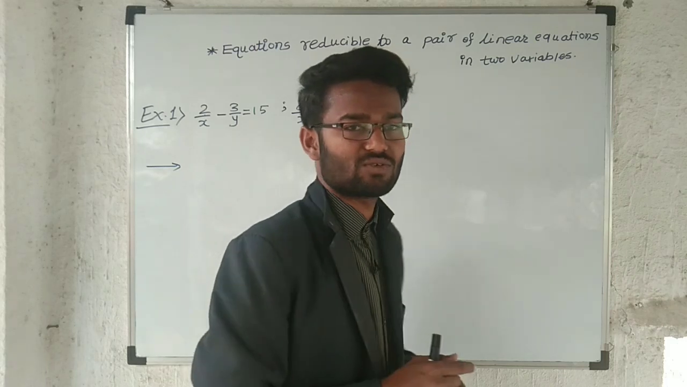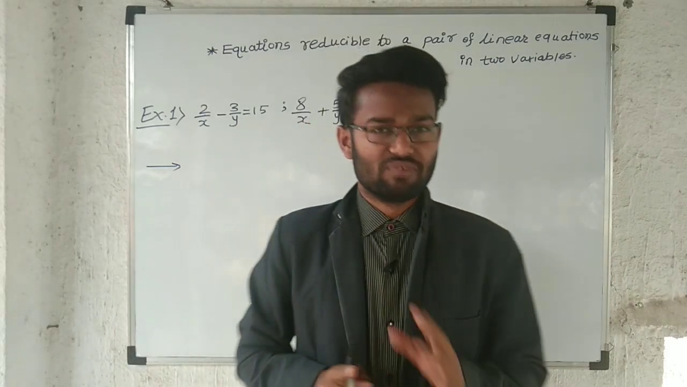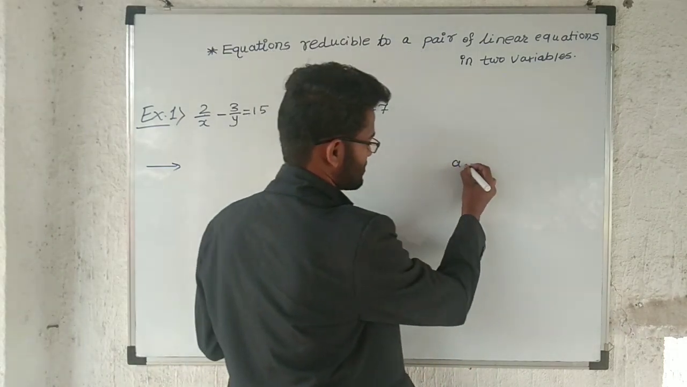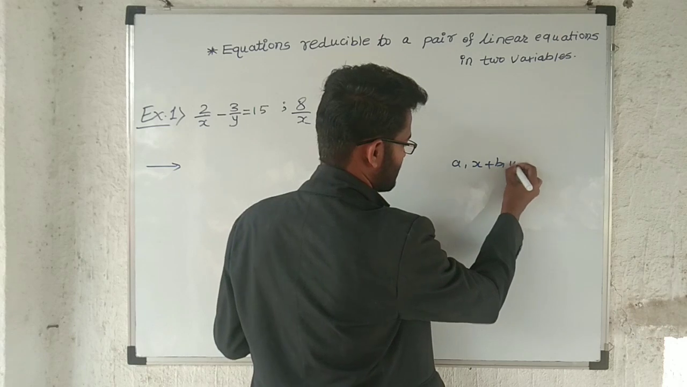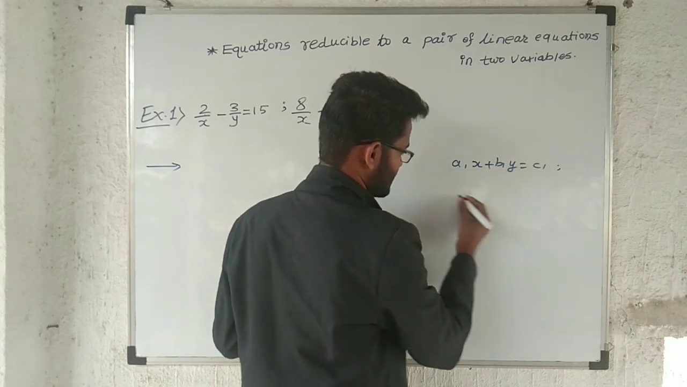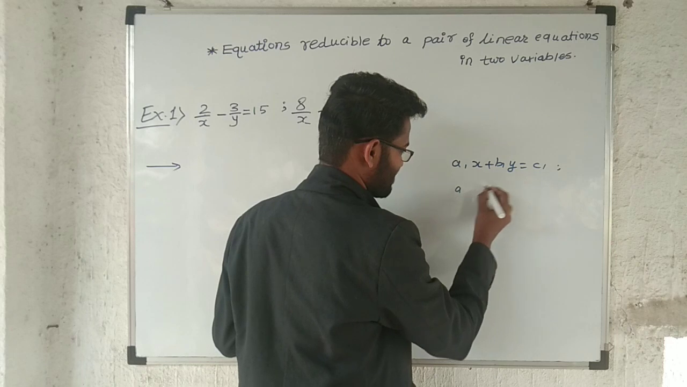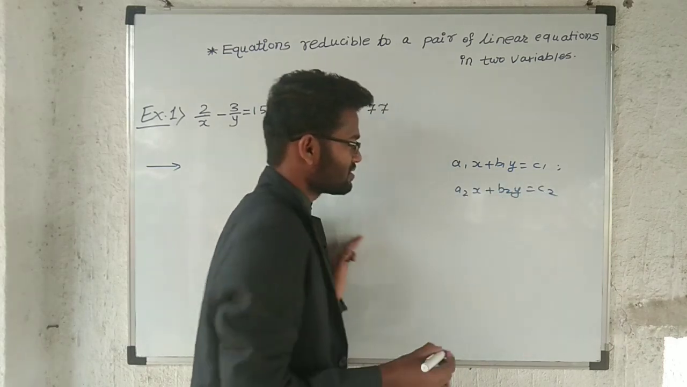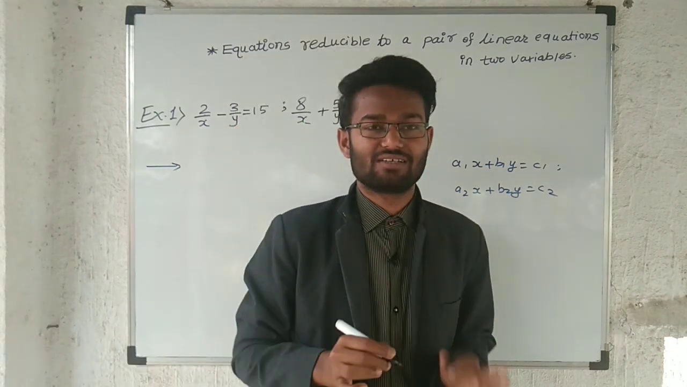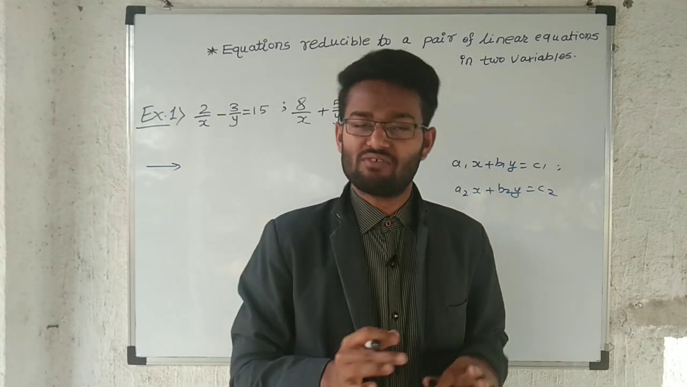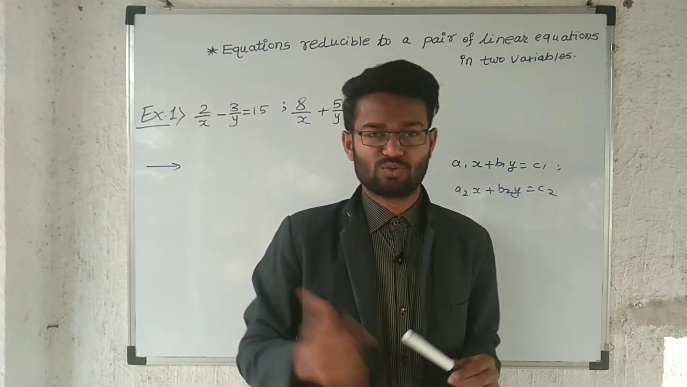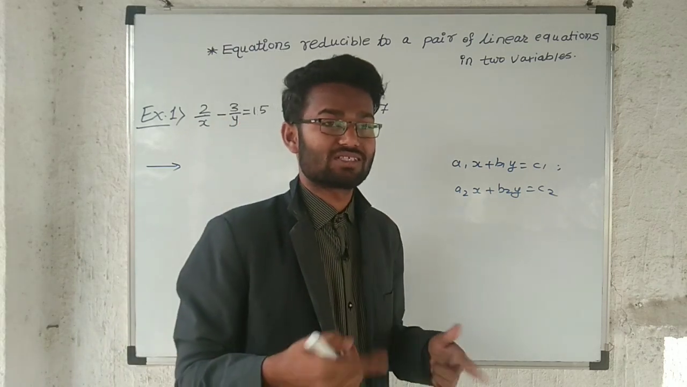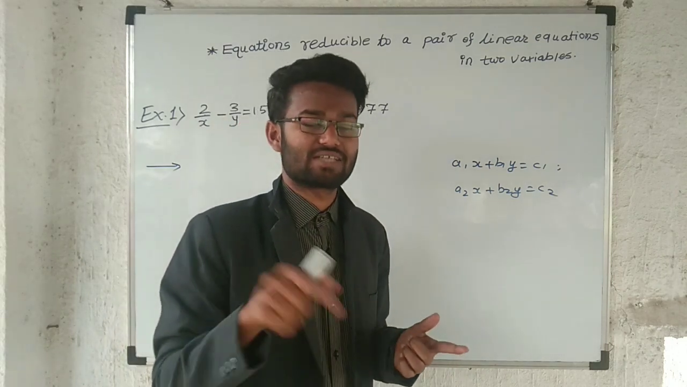Friends, some equations are not in standard form. Which is the standard form? We have seen the standard form of linear equations: a1x plus b1y is equals to c1, and the second equation of the pair of simultaneous equations, a2x plus b2y is equals to c2. So this is a pair of simultaneous linear equations. We have seen that in detail. Now see directly an example of how to reduce these to standard form.